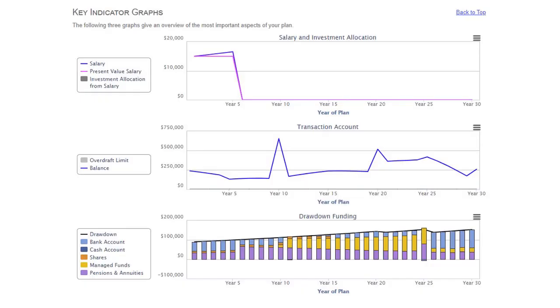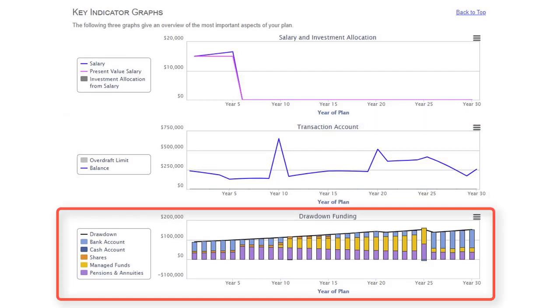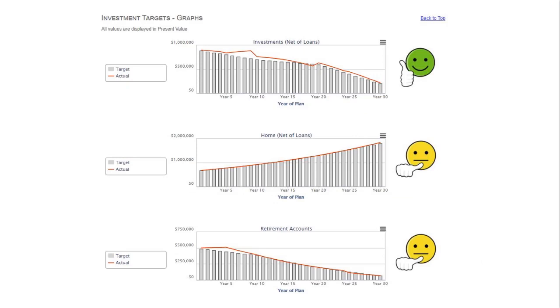The key indicator graphs are intended to let you check you have included all the elements of the plan. It is important that the transaction account is not overdrawn. If the account is overdrawn, then you will need to return to your plan and make changes. The drawdown funding lets you check that you have activated the drawdown from the accounts you want to use. Finally, the investment target graphs will display whether or not the targets have been achieved.